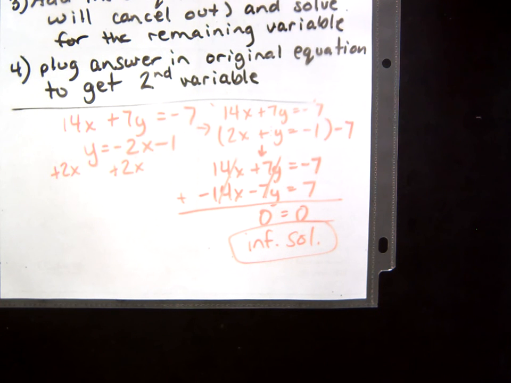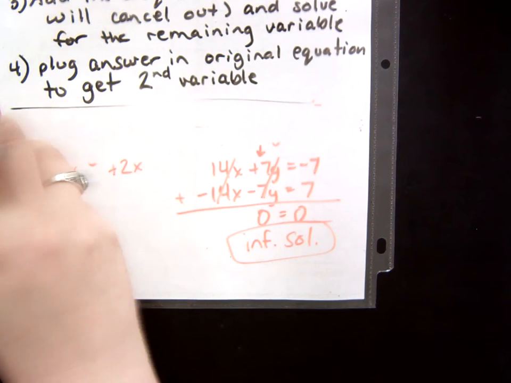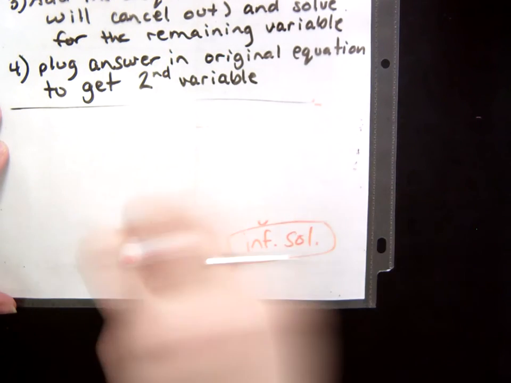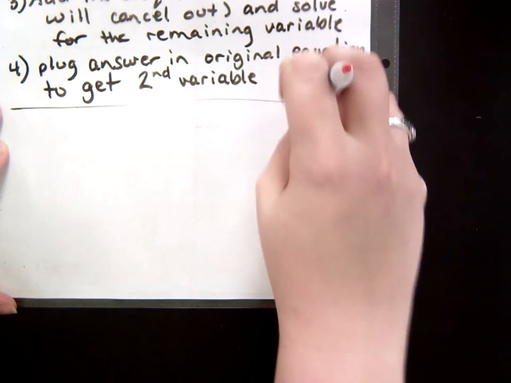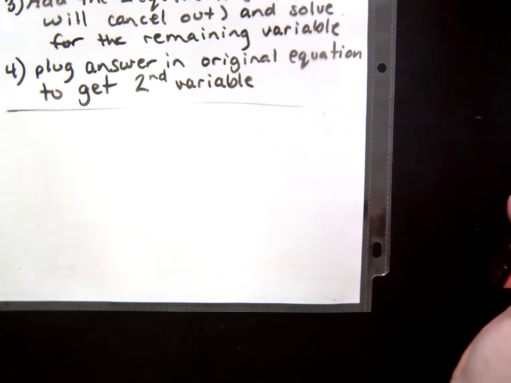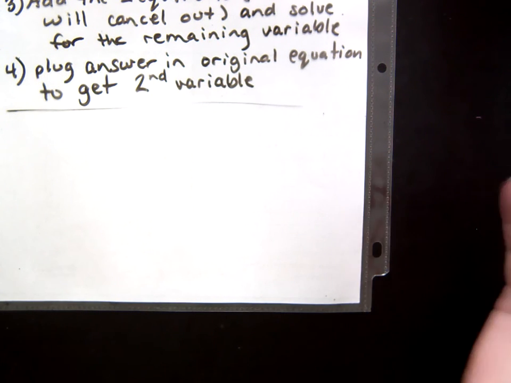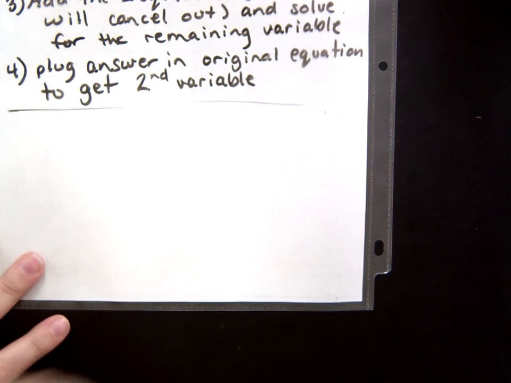So anytime you're working an elimination problem, just remember that you have to have a positive and negative version of the same coefficient for one of your variables. One has to be positive, one has to be negative, because when they add, you get 0. And remember, you can always plug your answers back into the original equation to check yourself. So one more and I'll show you how to do that.